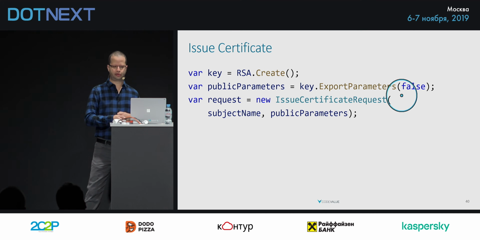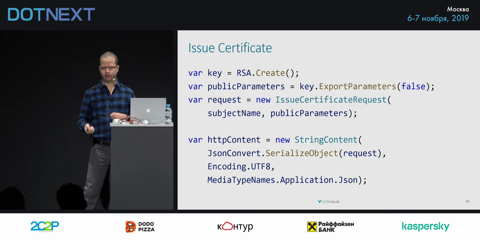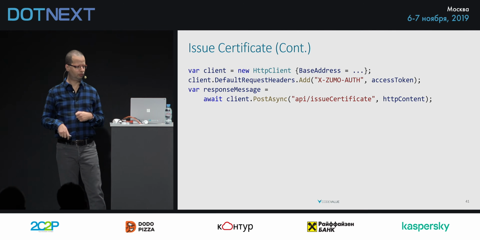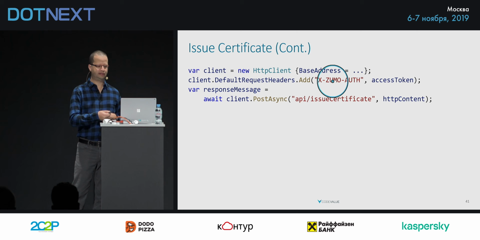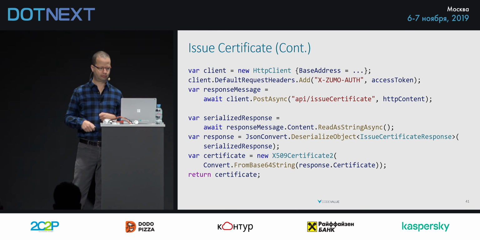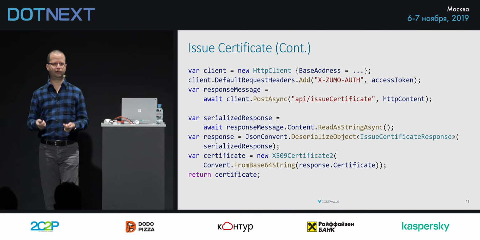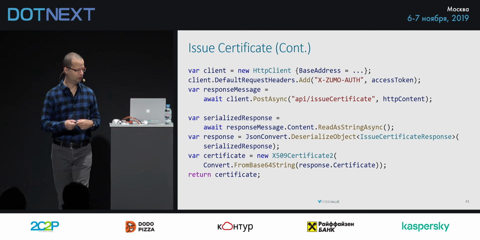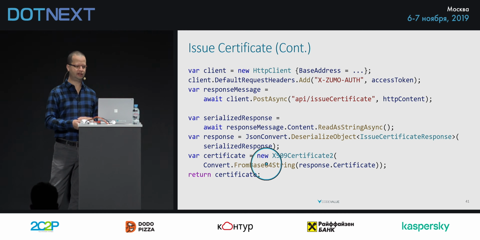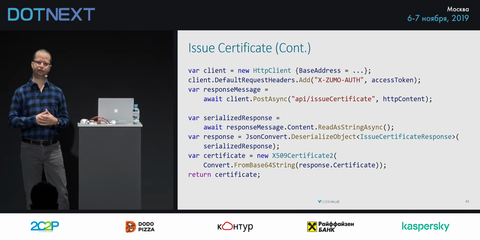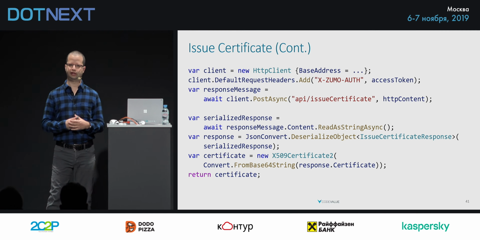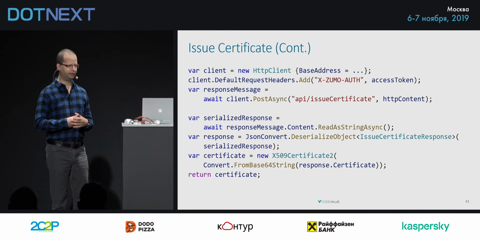We create the request to our service. We put in an HTTP content, and then we send it. We add the header for authentication. And then eventually, once we make the call, we get back our response, which is, remember, a base 64 encoded certificate. So we decode it from base 64 string into a certificate, new it up, new X509Certificate, give it the content, and we have a certificate back from the CA. Pretty simple. Now we need to store it.